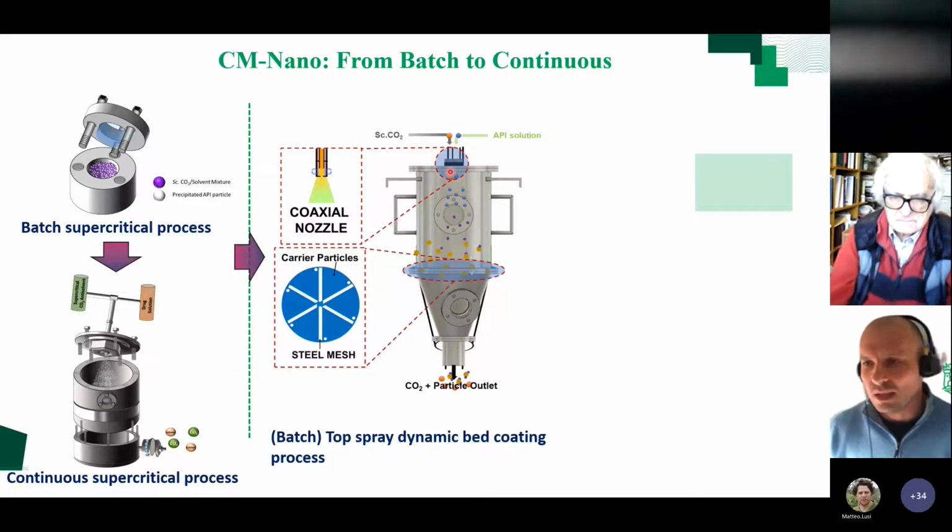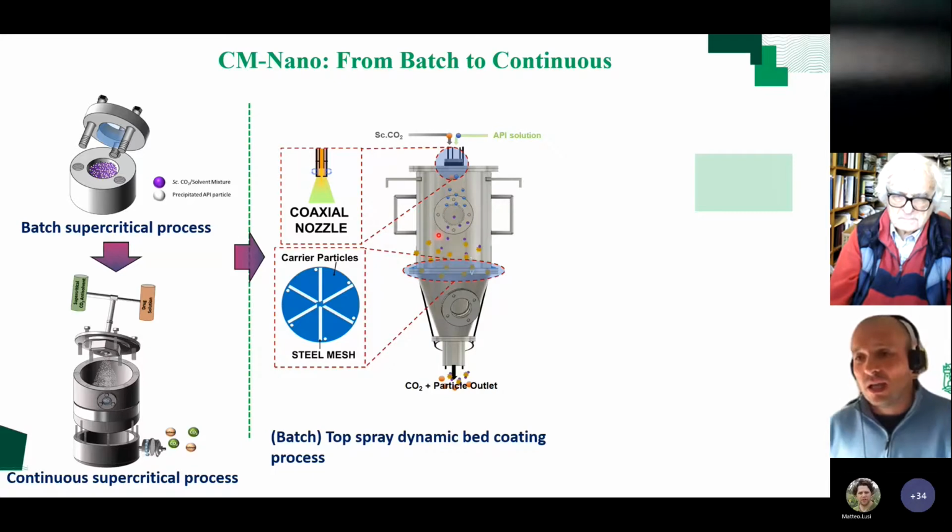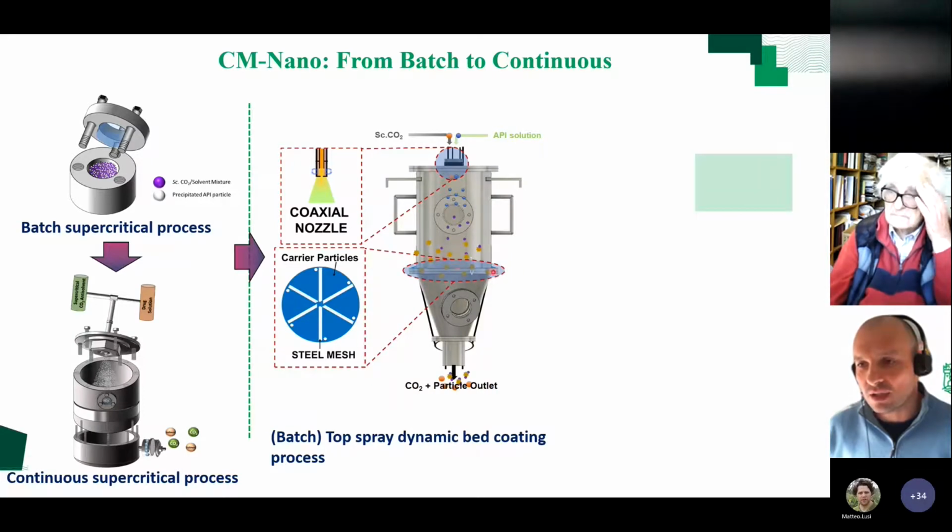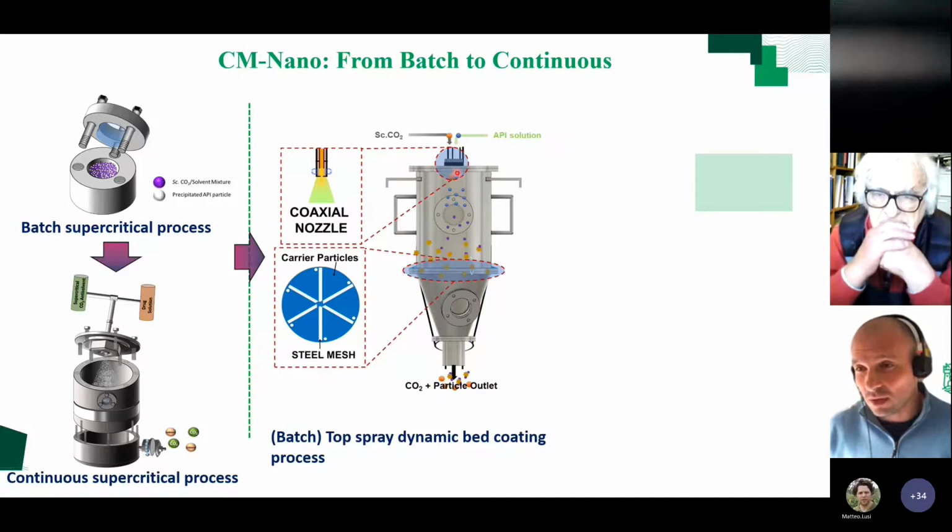But then we were combining it with a collection mechanism that I'm going to explain in the next slide. We are spraying droplets, and those droplets will be drying, and as they are dried, the API is converted into nanoparticles. So those nanoparticles will be coating micron-sized excipients that were laid out on top of a mesh, which was placed in the middle of the drying chamber. So just take note that the drying chamber is at atmospheric pressure. The pressure was only happening in one nozzle here. I will explain this a bit better in the next slide.